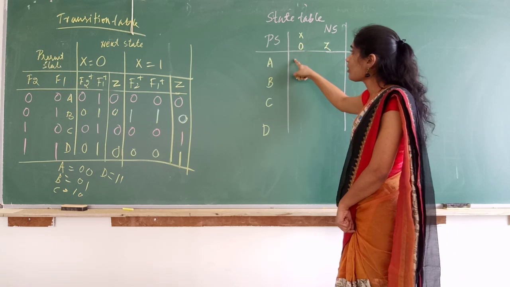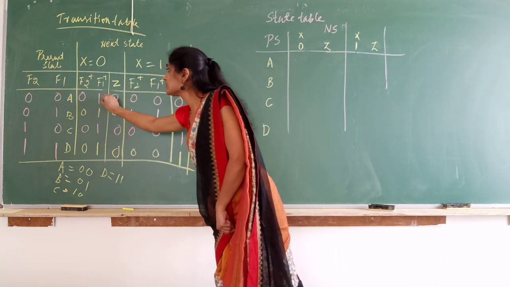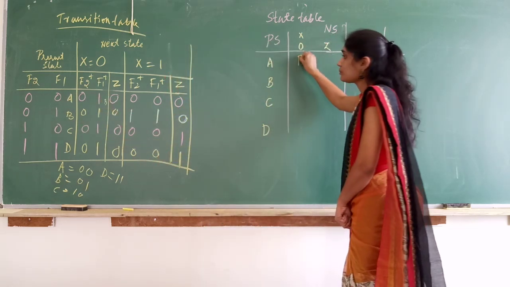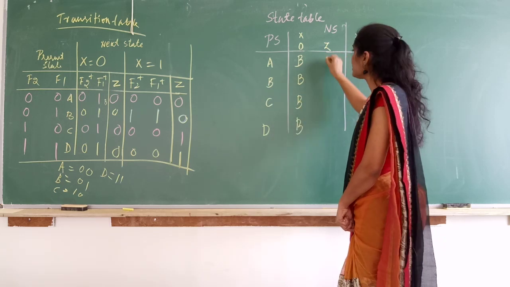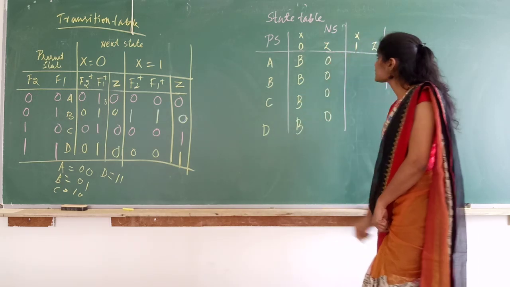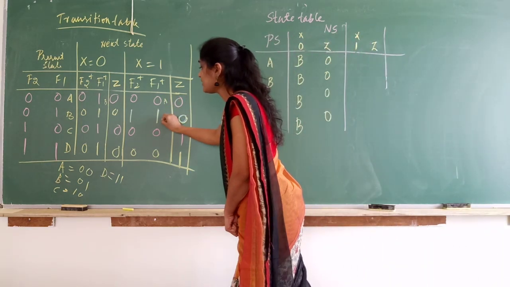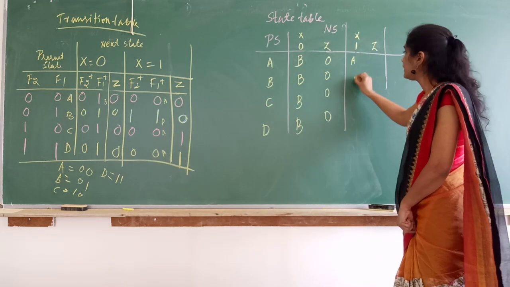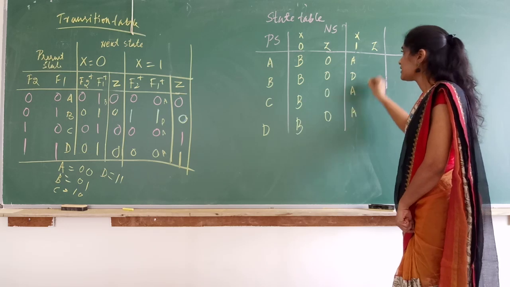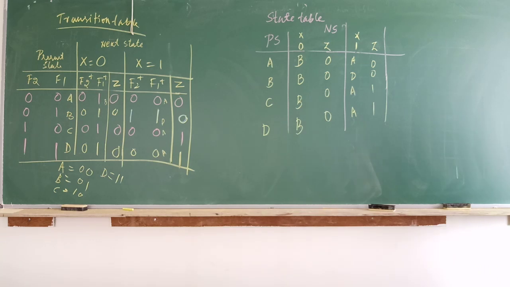And if x is 0, what is the next state? 0, 1 means B. So B, B, B, B. What is the output? 0, 0, 0, 0. Similarly, when x is 1, 0, 0 is A, 1, 1 is D, so A, D, A, A. And the outputs are 0, 0, 1, 1. Okay, I'll just verify, yeah. Correct? So this is the state table.